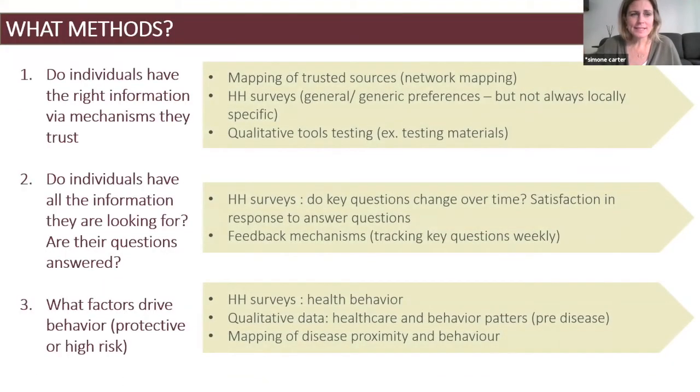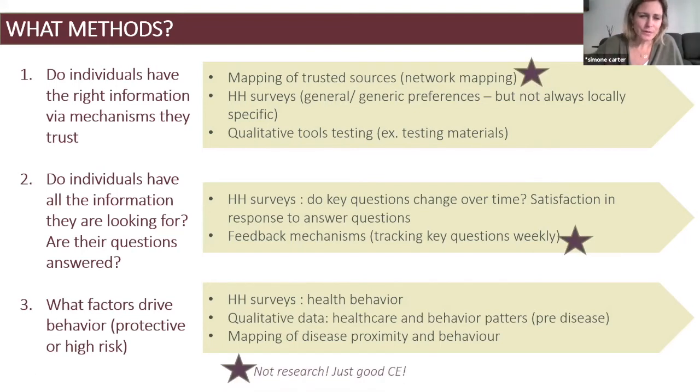So when we think about methods, we had those 3 questions: do individuals have the right information, do they have the information they are looking for, are their questions answered, and what factors drive the behavior, protective or high risk? So we can do mapping of trusted sources, household surveys, qualitative tools. There can also be household surveys for individual information, and feedback mechanisms. The reason I put stars there is that not all of these require research. Some of them are just good community engagement. You don't need to do a study to know who your key and trusted sources are, and doing a network mapping in a community is just good community engagement.